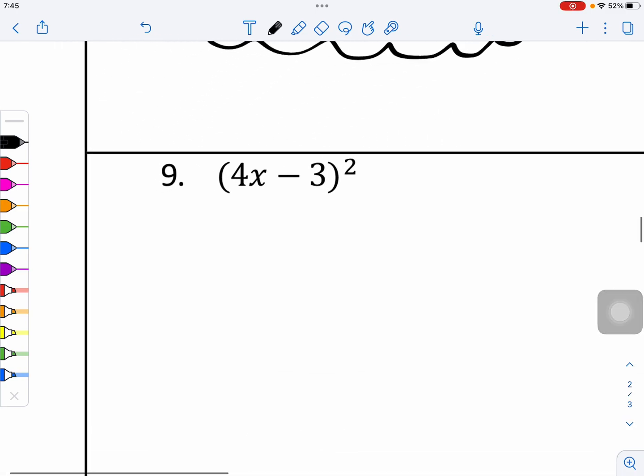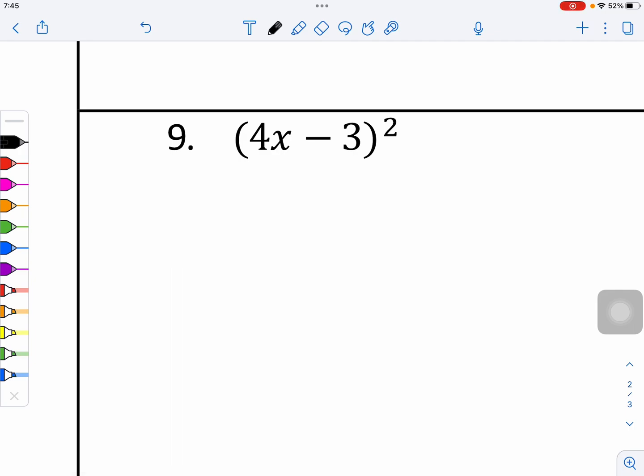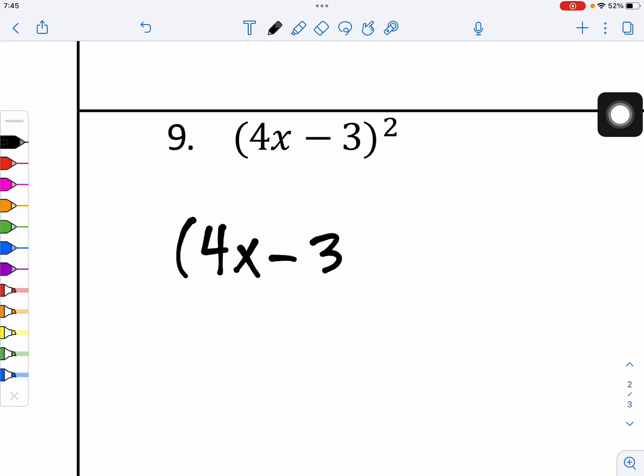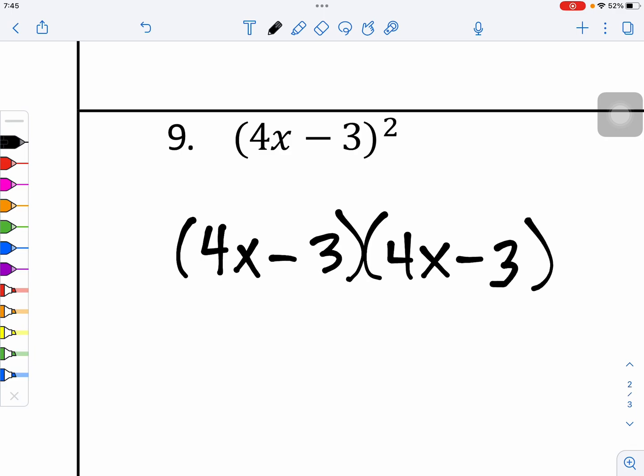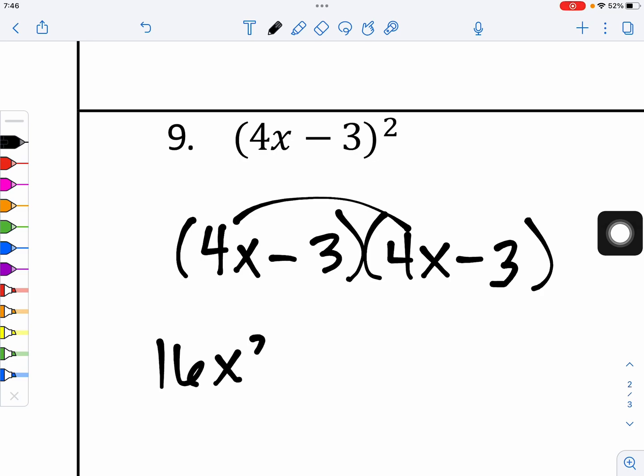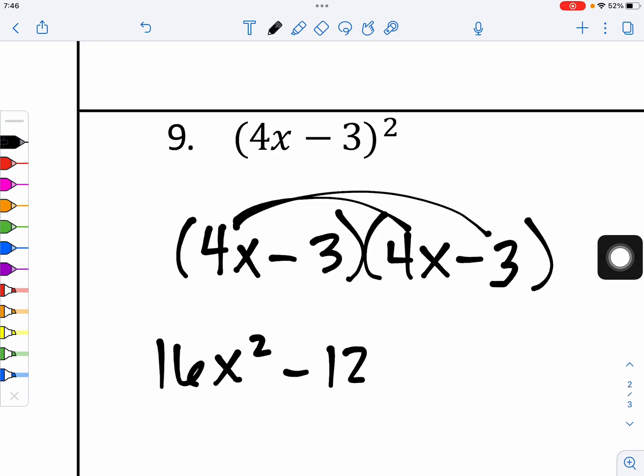Now, when you have that exponent outside the parentheses like this, remember that means I'm going to take that 4x minus 3, or whatever happens to be inside those parentheses, and I'm going to multiply it by itself however many times that exponent tells me to do so. So in this case, twice. Make sure that you're doing the same thing we did for number 8. So 4x gets multiplied by 4x, 16x squared, and 4x also gets multiplied by negative 3, which is negative 12x.